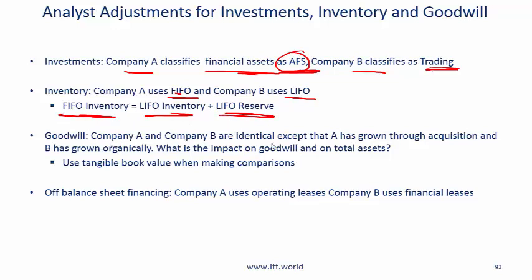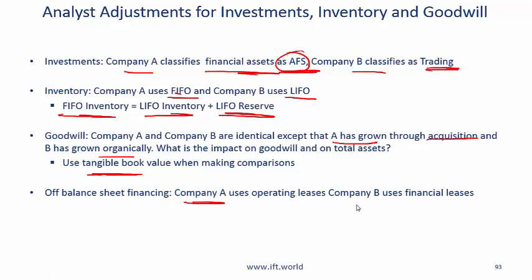Goodwill. Company A and Company B are identical except that A has grown through acquisition and B has grown organically. Which company will have more goodwill? The company that has grown through acquisition will obviously have more goodwill, because goodwill shows up on the balance sheet only when you buy a company. So just because the company has more goodwill and will have higher assets doesn't make it better than the other company. So very often what you do as an analyst is use tangible book value. So when you compare companies, you only look at the tangible assets, you pull out the intangibles such as goodwill.